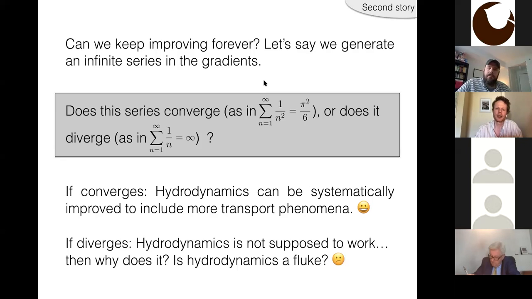So is hydrodynamics like this? Or is it like that? If the series converges, this means that hydrodynamics can be systematically improved to include more and more transport phenomena. And if it diverges, well, there are really more questions than answers. So hydrodynamics is really not supposed to work. Then why does it work? Is the very existence of hydrodynamics a fluke to begin with?